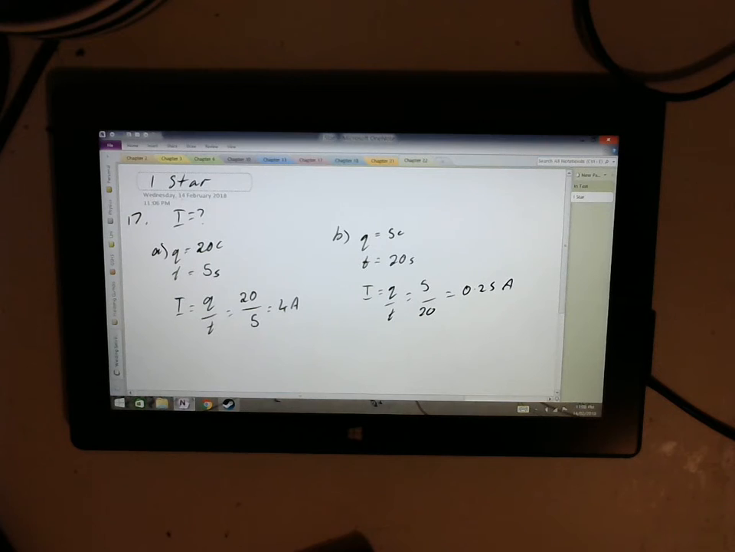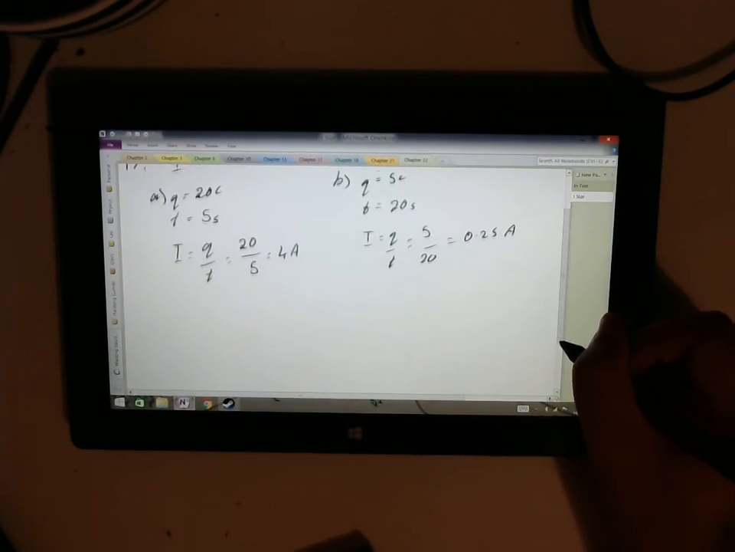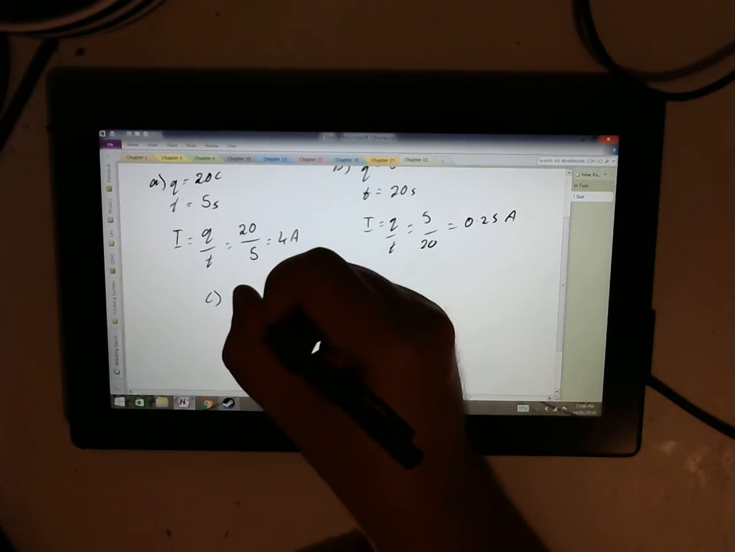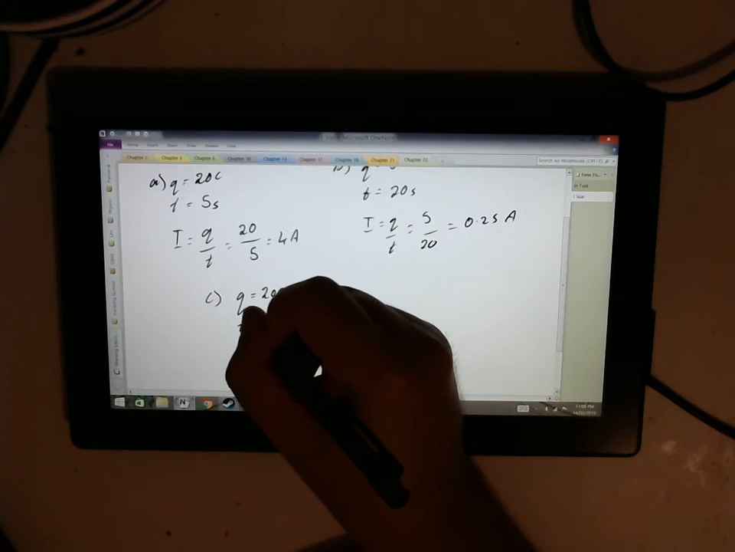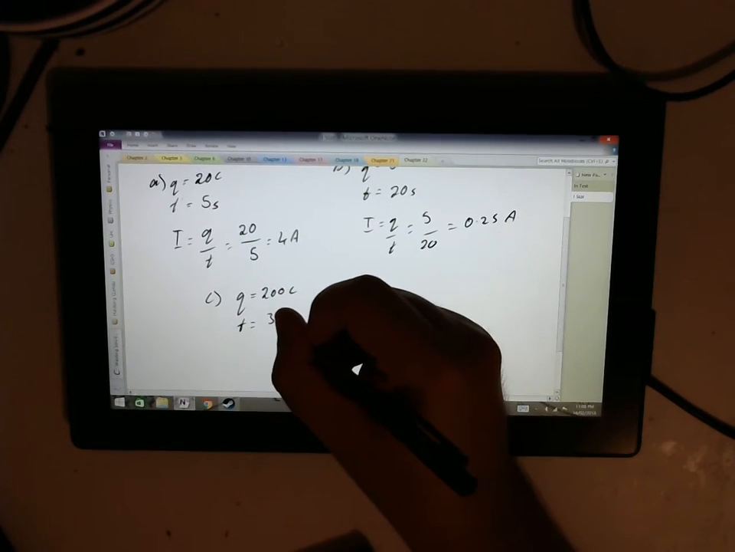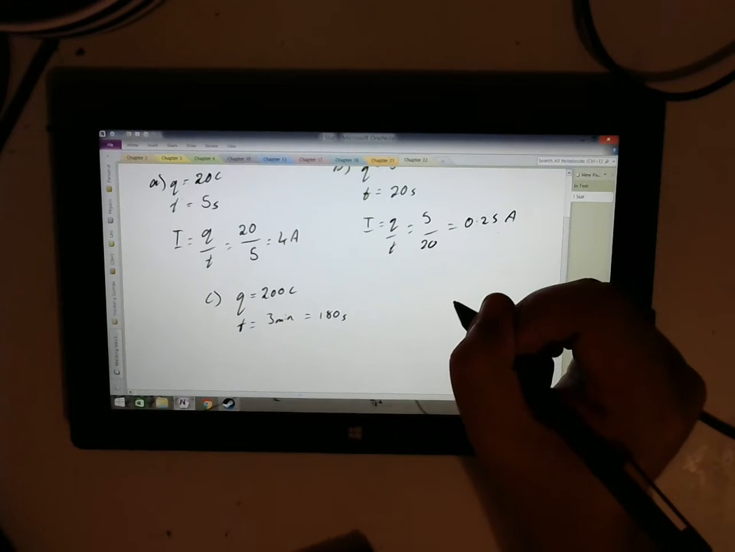C, this one can be a bit of a trick, because if you just fall into the habit of, oh, I take the charge, I divide it by the time, you might go 200 divided by 3, which would be wrong. So C, we have Q equals 200 coulombs, but time equals 3 minutes. That is not our SI unit. We need to convert it to 180 seconds.